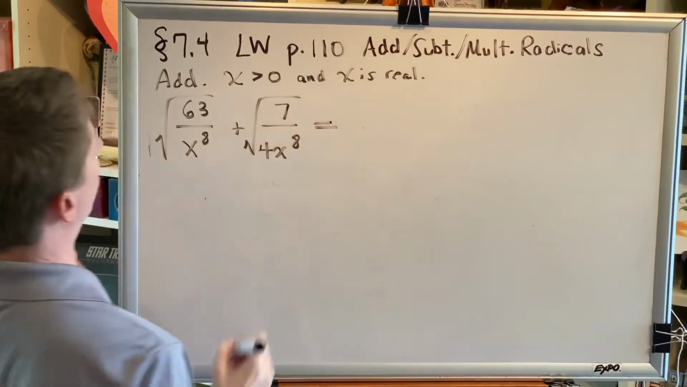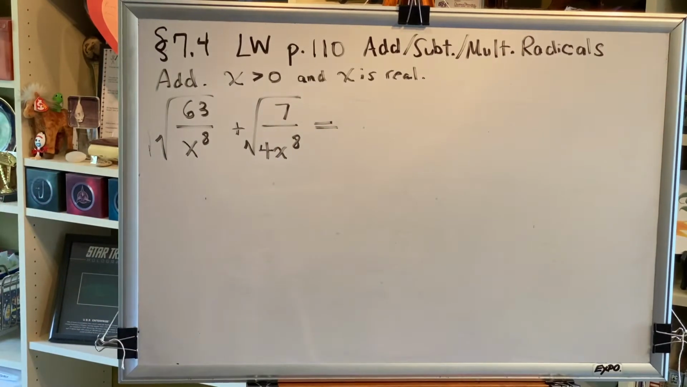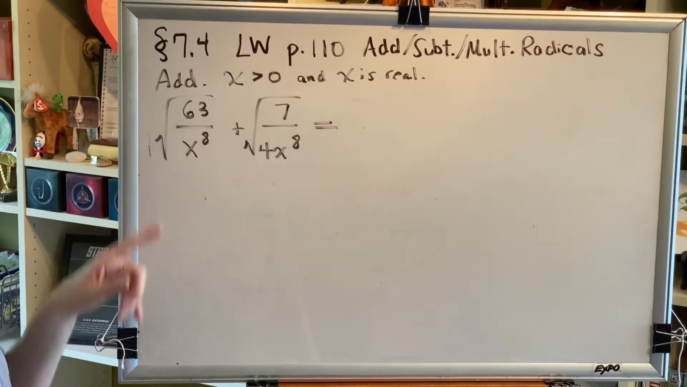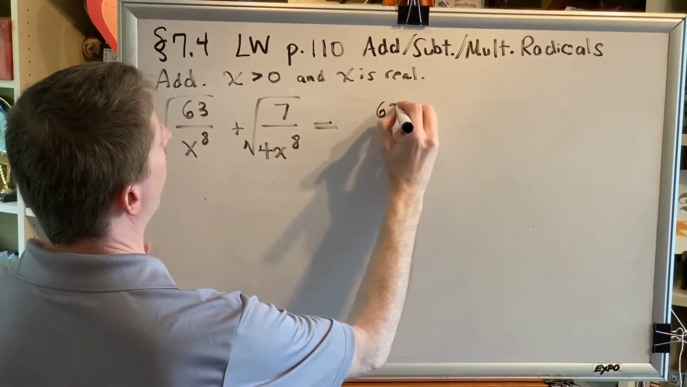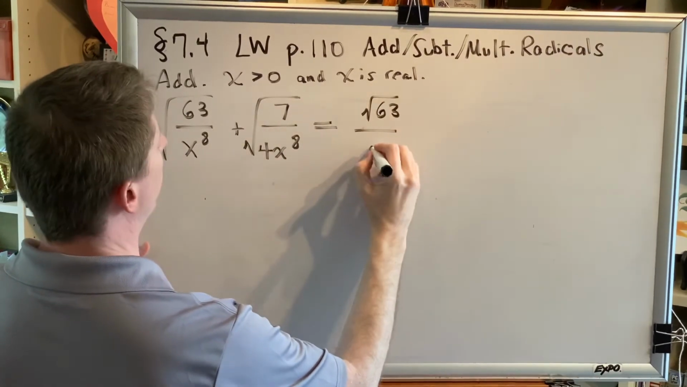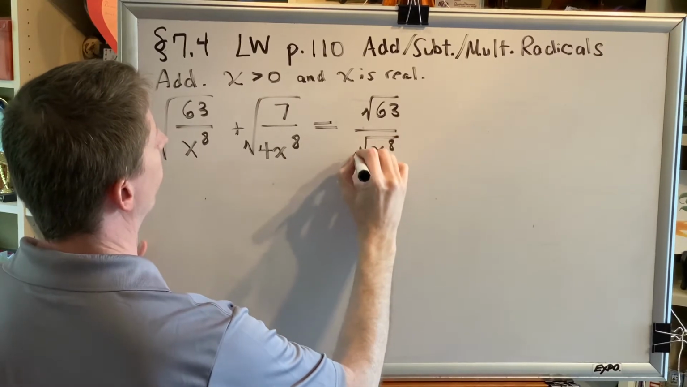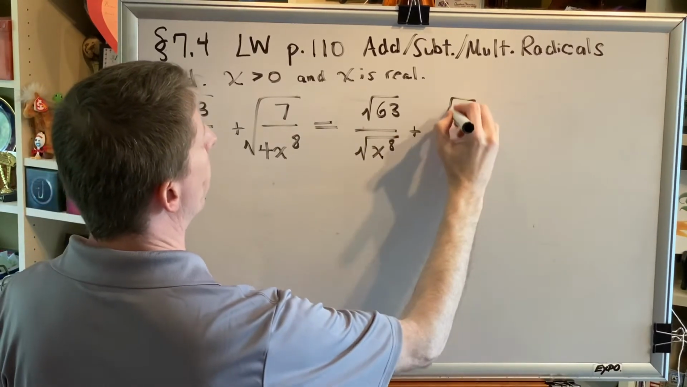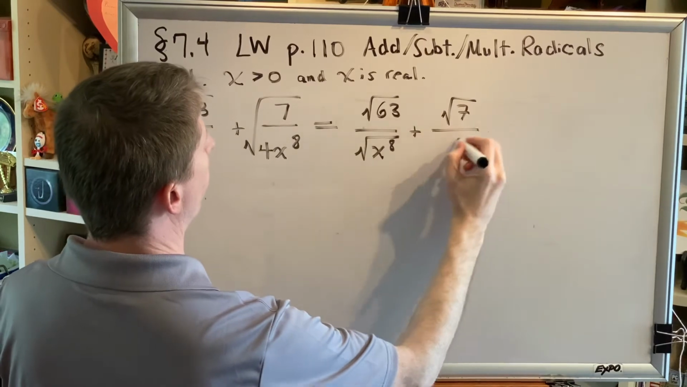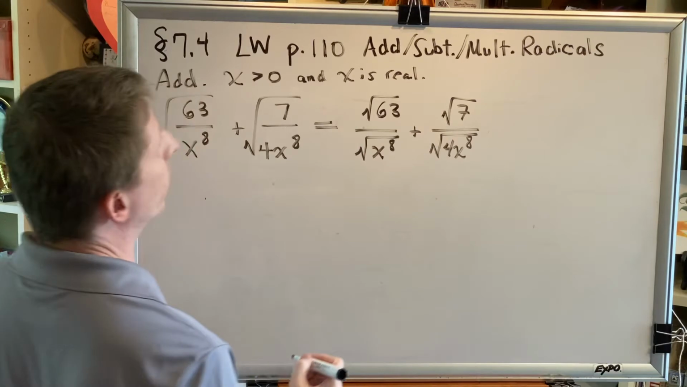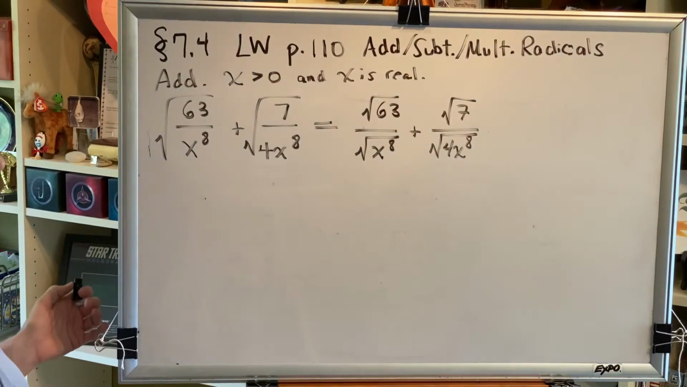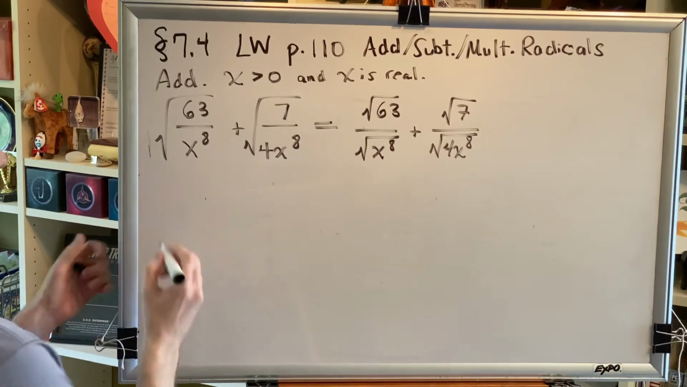Okay, let's work on simplifying this. So the first skill we're going to need here is the quotient rule for radicals, which says that a radical of a fraction can become two radicals, where the numerator gets its own radical and the denominator gets its own radical. We'll do this to both of our fractions. Okay, the second step that we're going to follow here is to simplify each one of these radicals.